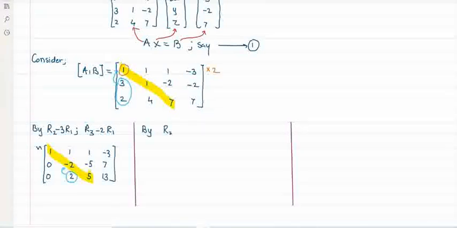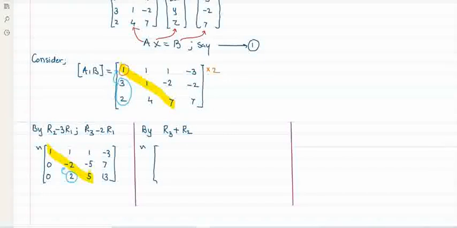R3 you have to change. You have to use R2. R2 plus R3, R3 plus R2. While writing, because you are changing R3, not R2. You are changing R3, so only one transformation. So the new equivalent matrix.